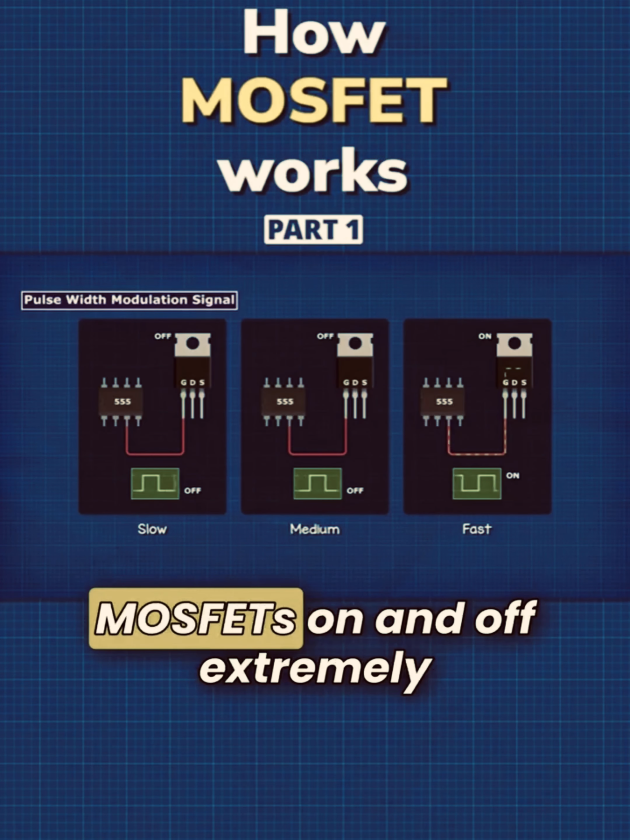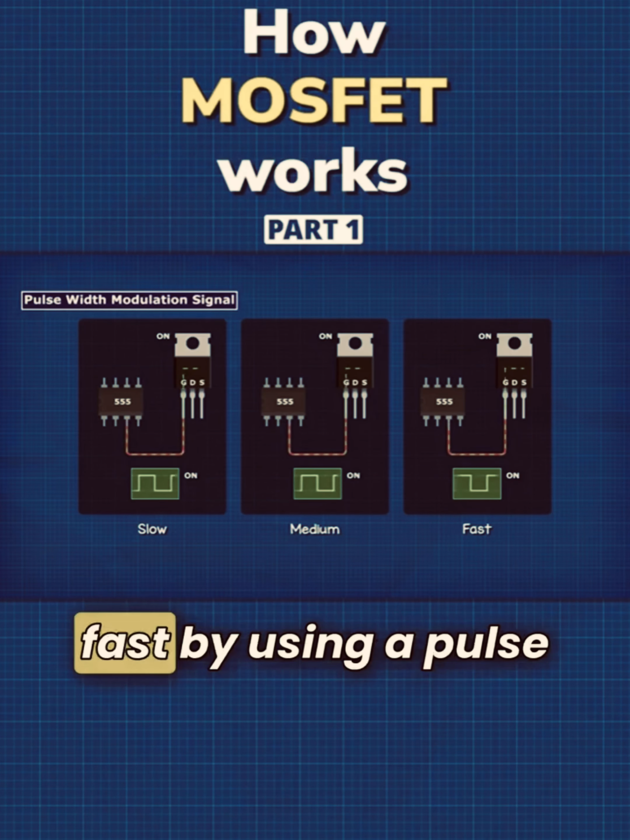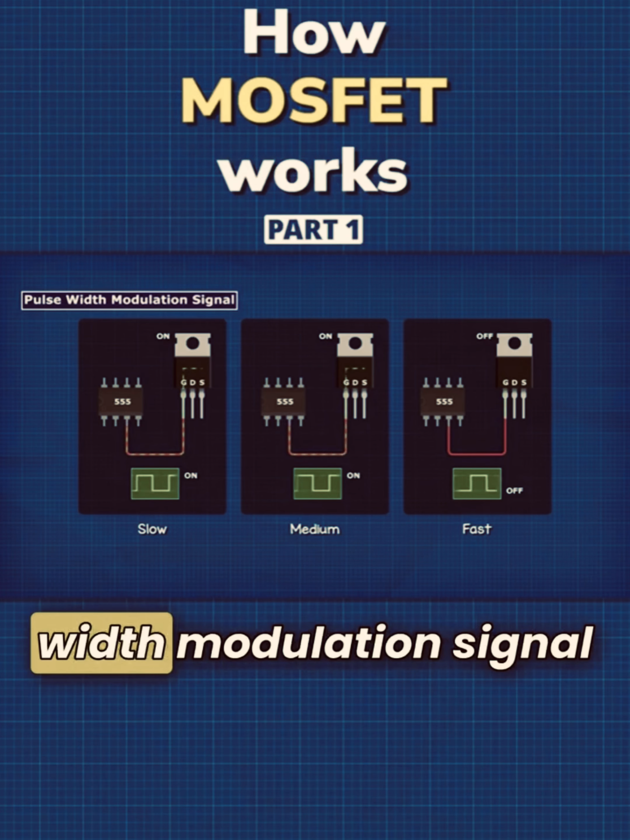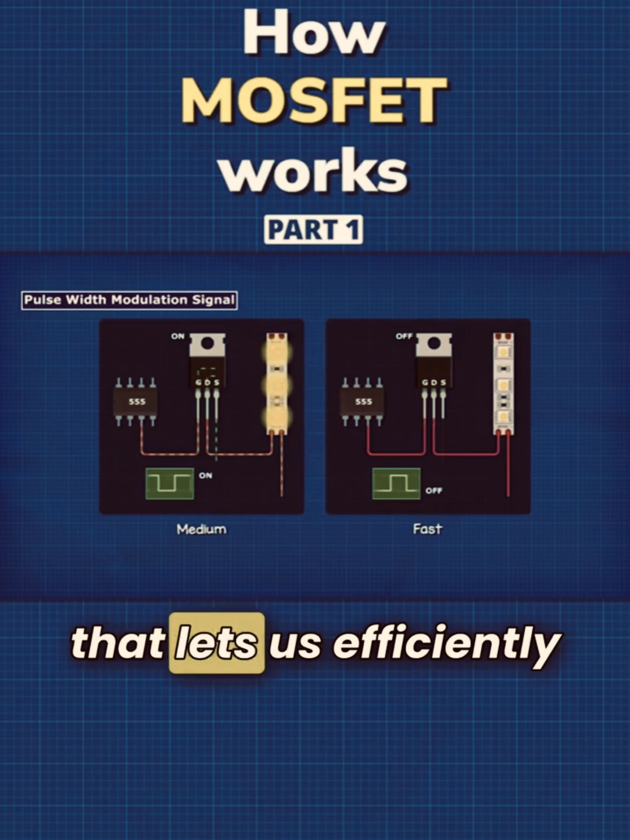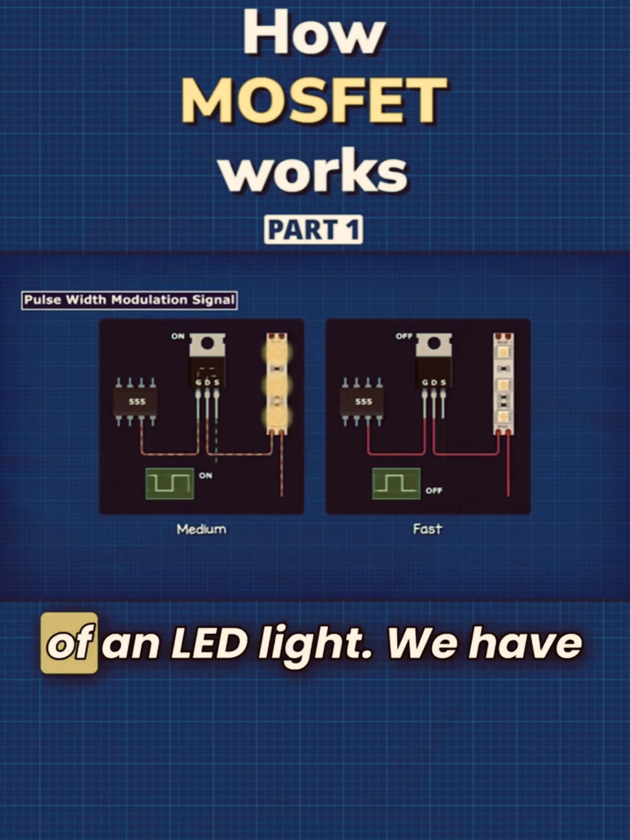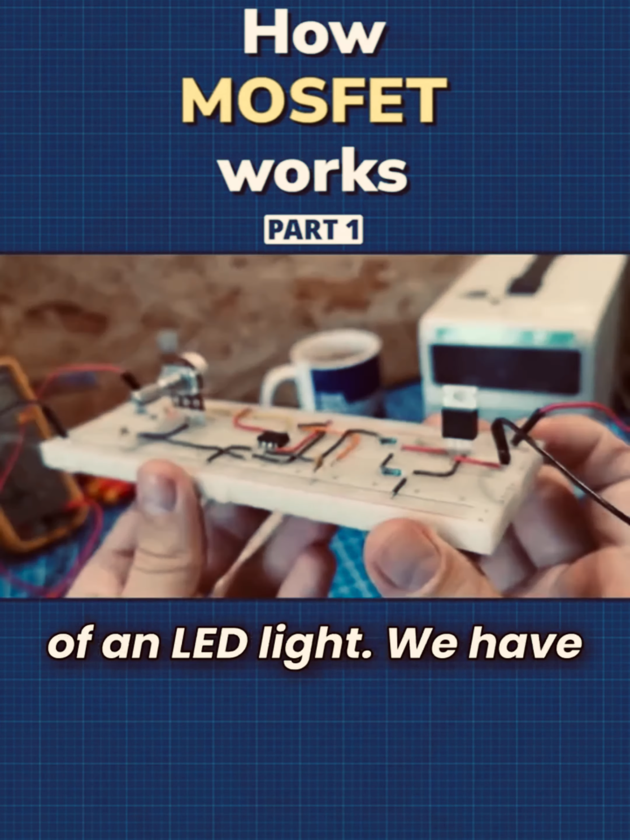We can turn MOSFETs on and off extremely fast by using a pulse width modulation signal. That lets us efficiently control the brightness of an LED light. We have an entire tutorial on how to design and build that circuit, links down below for that.